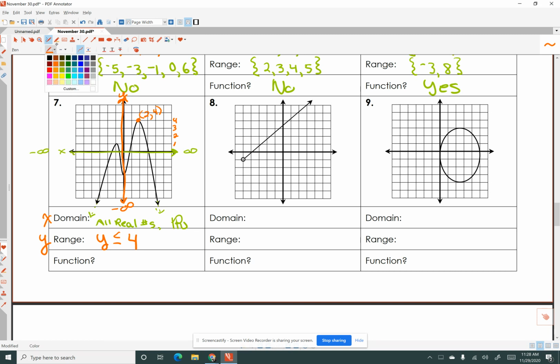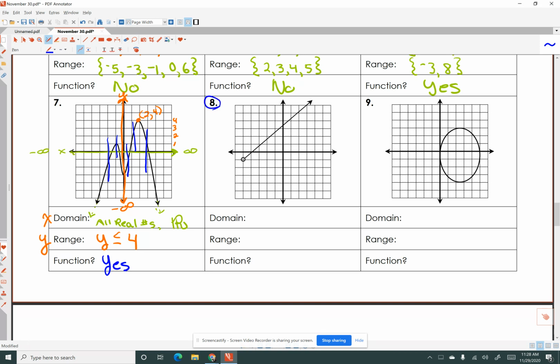Now, is this a function? So let's see, is this going to pass the vertical line test? Anywhere on this function, I draw a vertical line, the vertical line will only cross one point on the function. So yes, this is a function.